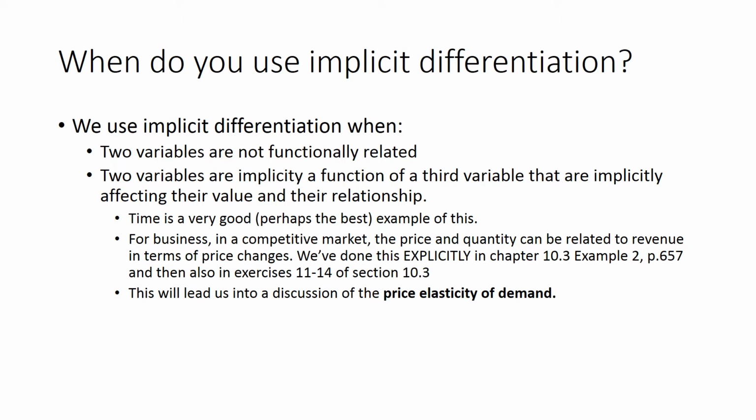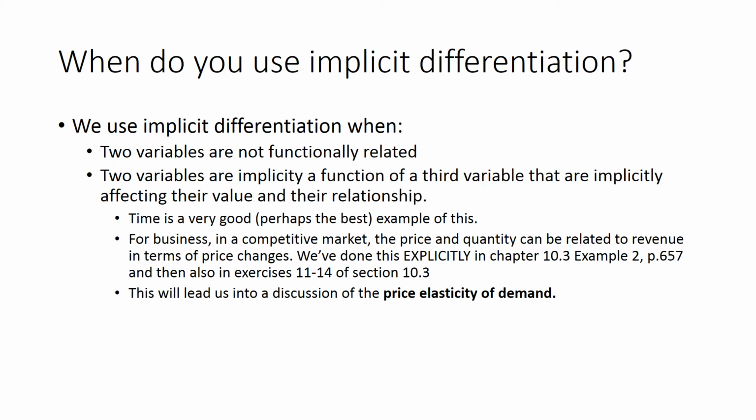We'll also use implicit differentiation when two variables are implicitly a function of a third variable that implicitly affects their value in their relationship. So my best example of this, kind of a canonical example from physics, is time, right? Time's a very good example of this. If you have a ladder that falls down a wall, the rate at which the ladder's foot kicks out from the base of the wall is related to the rate at which the top of the ladder falls down the wall. And you could think about this in terms of the effect of your marketing campaigns, revenue and sales as a result of your marketing campaigns over time.